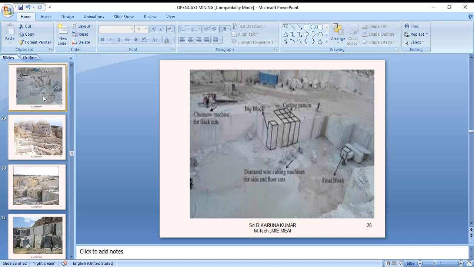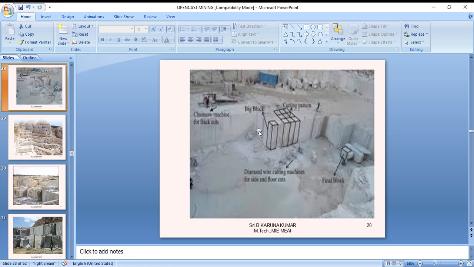So this is one best example I am showing in marble here. These are the blocks, as you can observe. This is one bench. So this much block is very important while cutting. It's a big block. So here the dimensional cut pattern is shown.